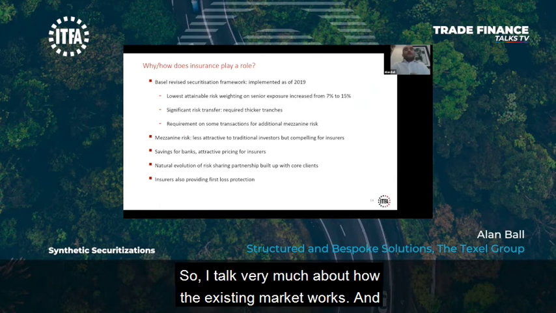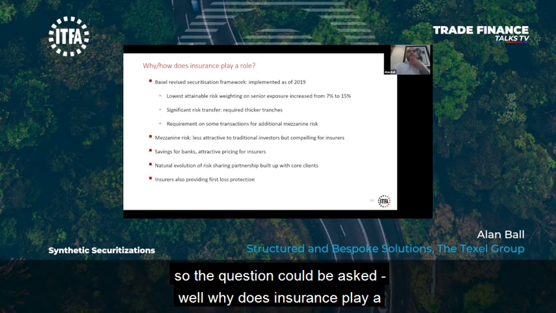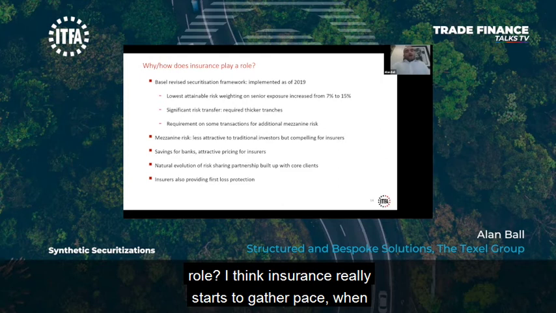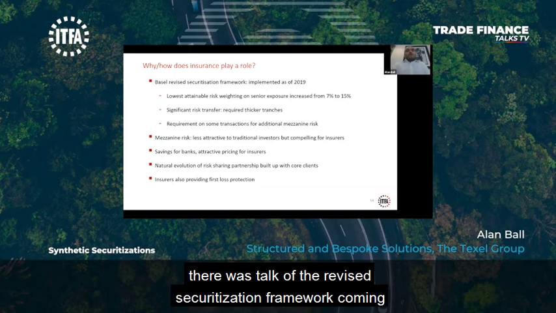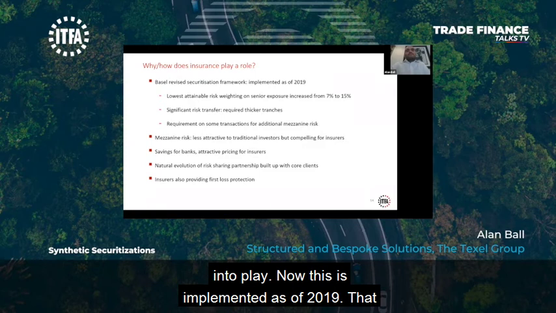So I talked very much about how the existing market works. And so the question could be asked, well, why does insurance play a role? I think insurance really started to gather pace when there was talk of the revised securitization framework coming into play. Now, this was implemented as of 2019. That did a number of things.